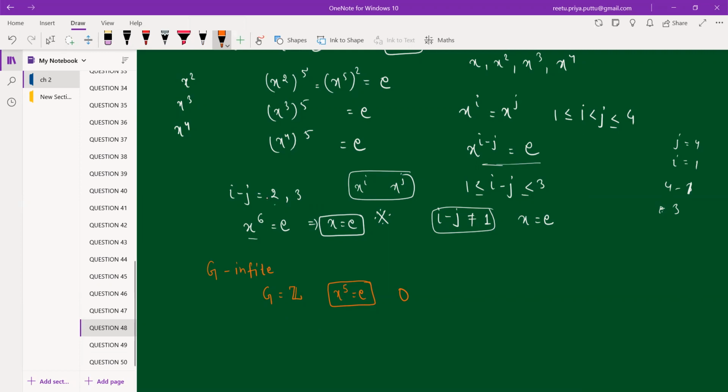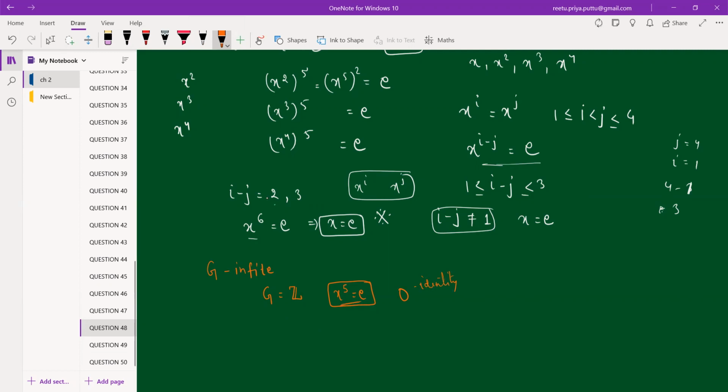So we have 0 order. We have only one element that satisfies this property, which is the identity itself. Else we don't have any element.